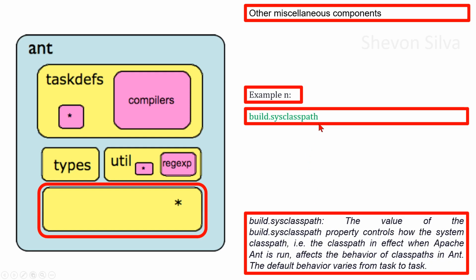Now we are considering build.sysclasspath. The value of the build.sysclasspath property controls how the system classpath, that is the classpath in effect when Apache Ant is run, affects the behavior of classpaths in Ant. The default behavior varies from task to task.